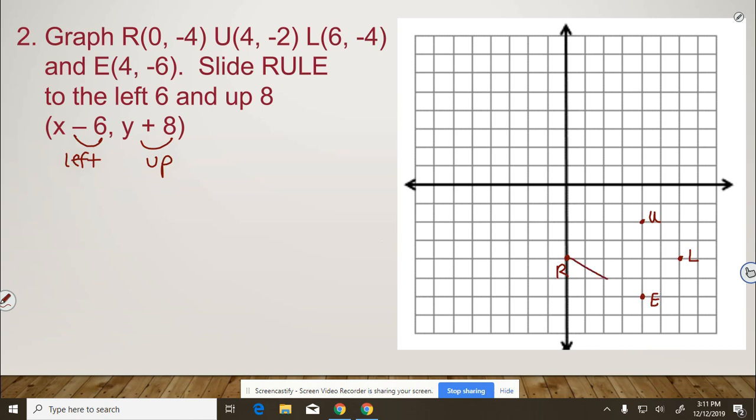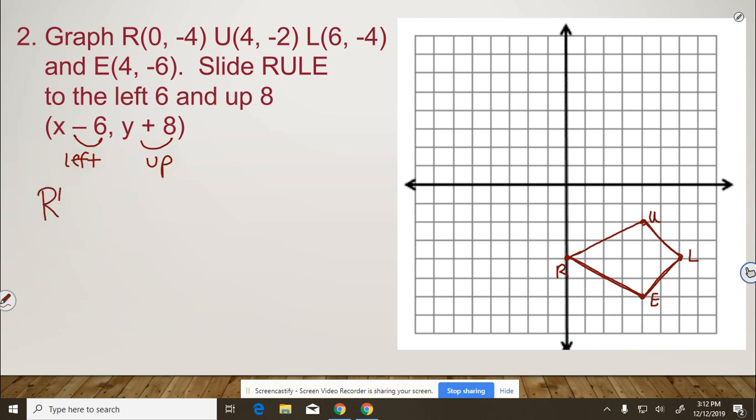Then, nice and neat, with a straight edge, draw your shape. We get something that looks like a rhombus or a kite on its side. Technically a rhombus though. Okay, so there's our shape. And again, we have to move it left 6 and up 8. So we could do the math.